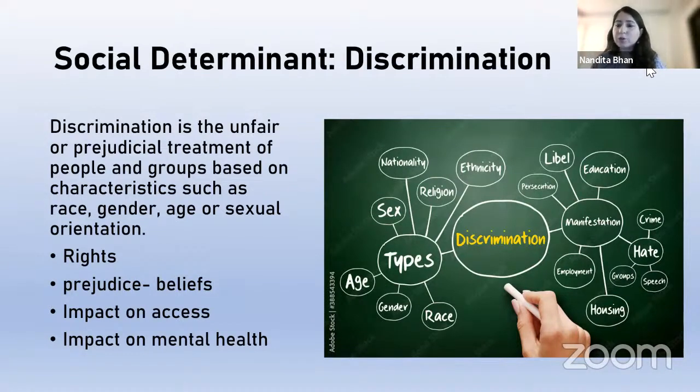And also communities: how do communities get medical care, and are there issues of discrimination that communities themselves feel in that? So discrimination, what we talk about is the unfair or prejudicial treatment related to race, gender, age, or even now, I think we talk more and more about sexual orientation. It's a very important issue.